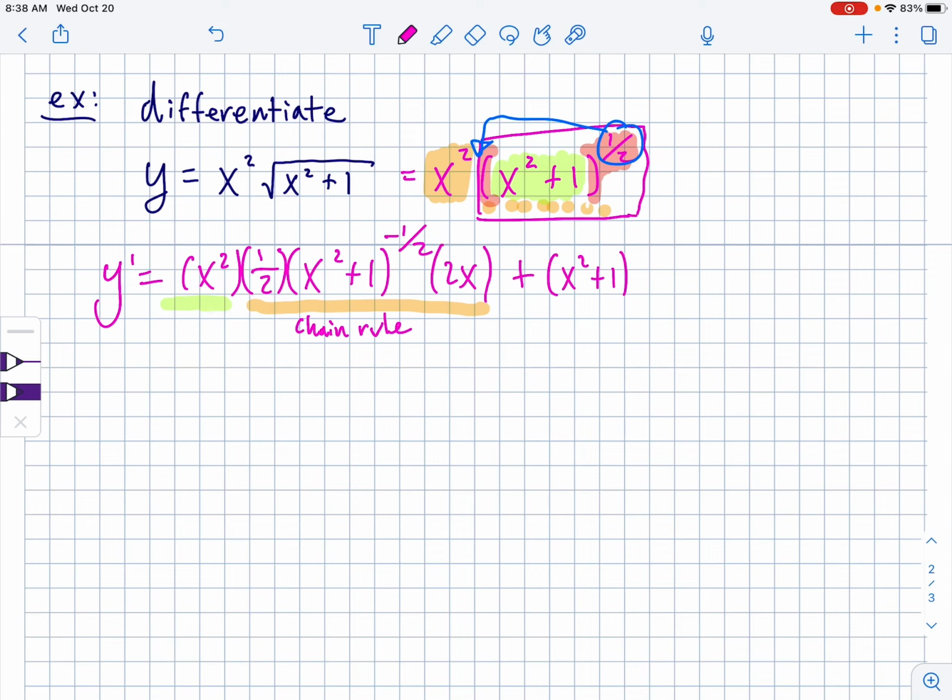But we still haven't finished the product rule. So we did first d second, but now we have to do second d first. So second is x squared plus 1 to the 1/2 times d first, which is just a 2x. Because the derivative of x squared is just 2x.